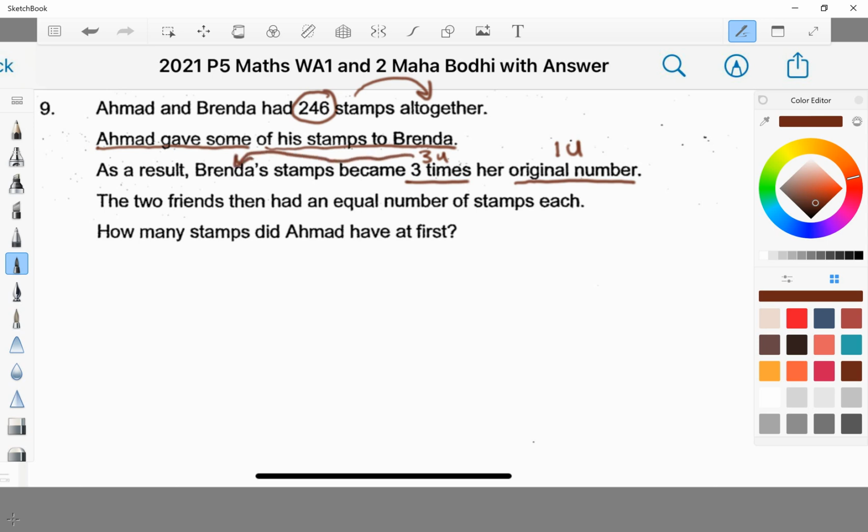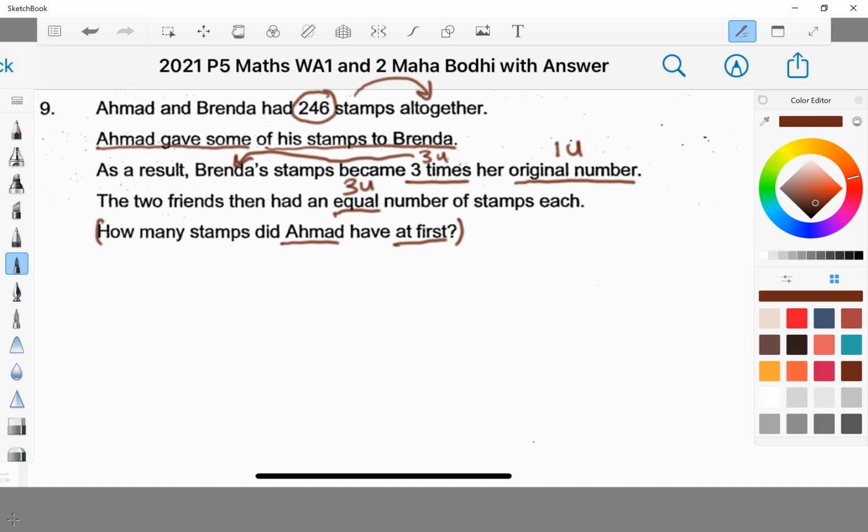And the next sentence is, the two friends then had an equal number of stems left. Or rather, they had equal numbers of stems each. So after Ahmad gave some of his stems to Brenda, the 2 friends became equal. And in this case, we can safely say that both friends had 3 units in the end. Then the question is asking, how many stems did Ahmad have at first? So I'll bracket up, I'll underline Ahmad, I'll underline at first.